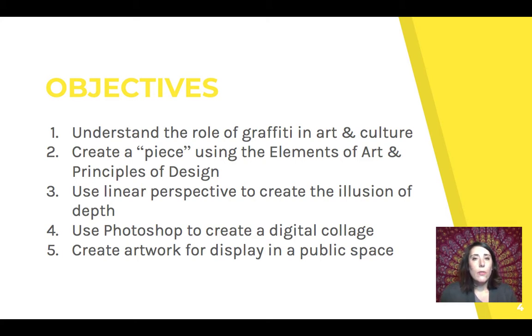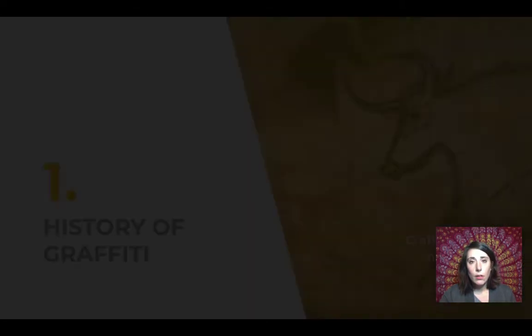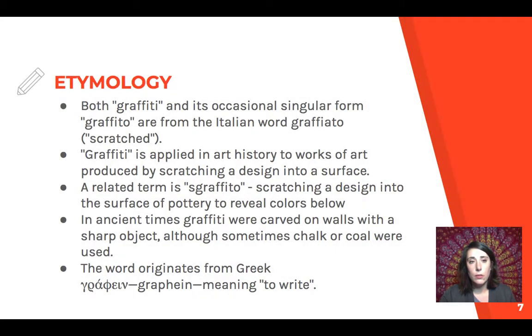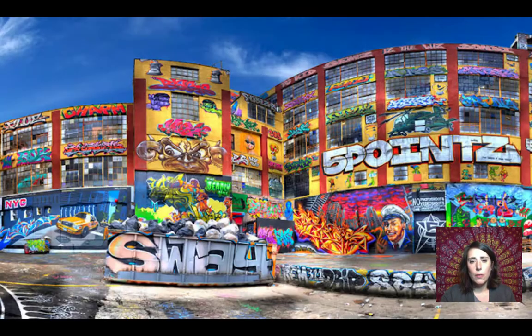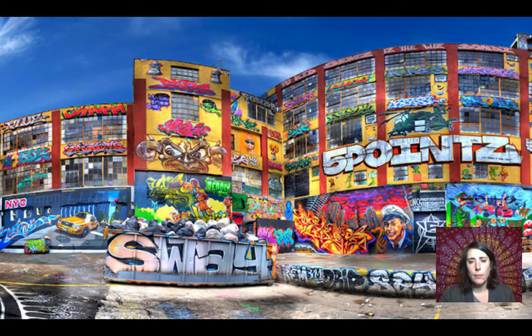So through this project, again, just to reiterate, the objectives would be to understand the role of graffiti in art and culture and to create our own piece using elements of art and principles of design. And then using what we know about linear perspective to create the illusion of depth and space. So these were things we already went over. And of course you can revisit this stuff if you want. This was a cool video about 5 points if you want to take a look at that.